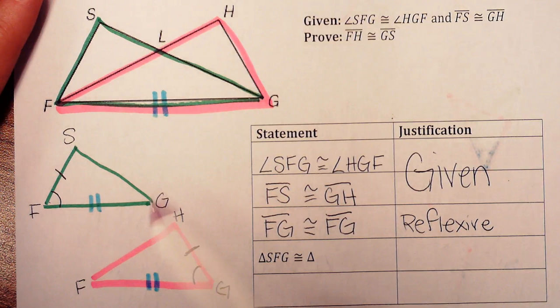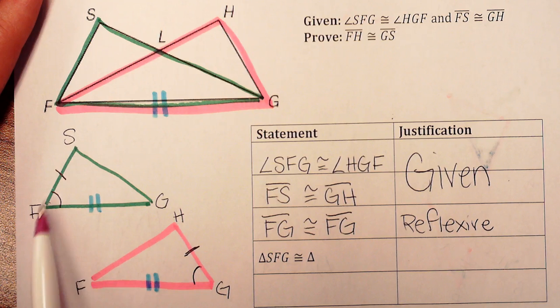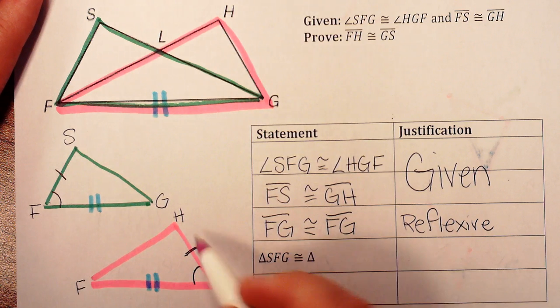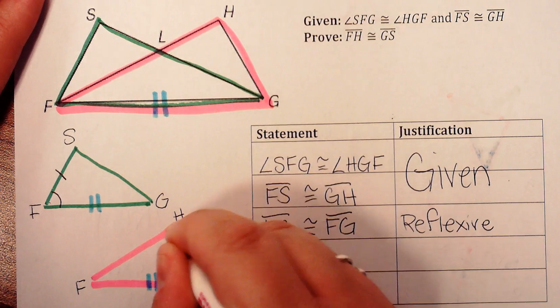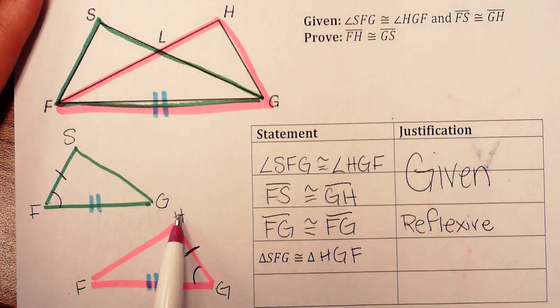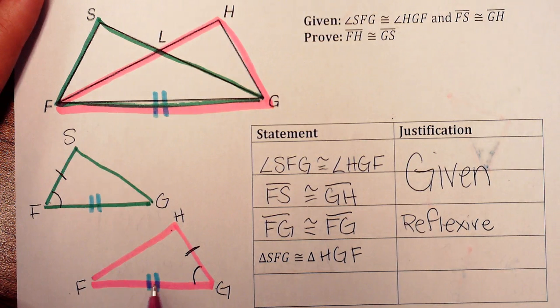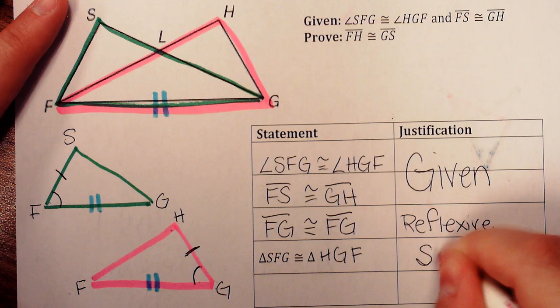Okay, complete the congruent statement. SFG, so I want to make sure I go in the same order. It's a little tricky because this triangle is flipped over, but if I go SFG, I have to label the other one HGF. The S and the H are going to correspond, F and G are going to correspond, they got that congruent angle, and this G and this F are going to correspond. Here you've got a side, an angle, and a side.